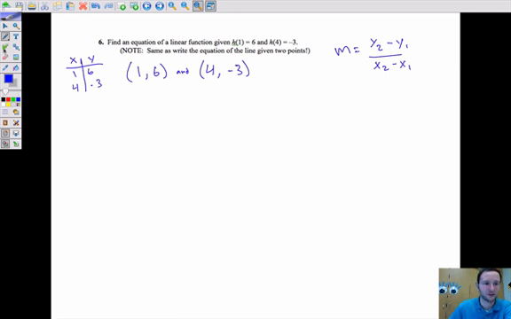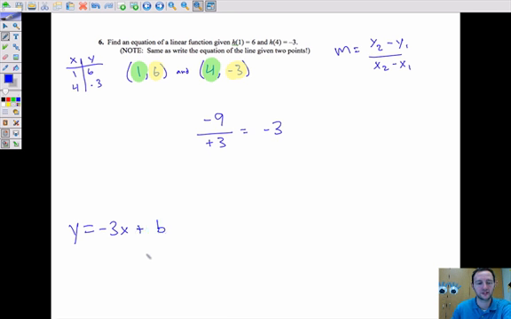So it looks like our change in y is from 6 to negative 3, that's a change of negative 9, over the change in x from 1 to 4, that's a change of positive 3. If I simplify that, I get negative 3. So the slope of this is negative 3. So far in my equation, I know y equals negative 3x plus something.